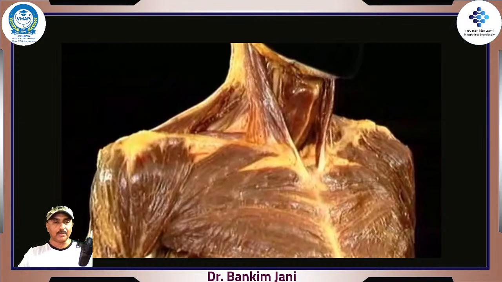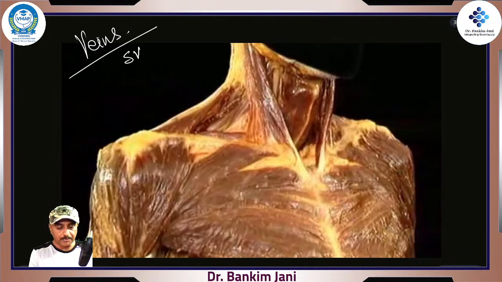Now let's talk about the big veins, starting with the superior vena cava. The inferior vena cava has very little role in the thorax. It will just pierce the diaphragm and immediately go into the right atrium. But the superior vena cava is very interesting.